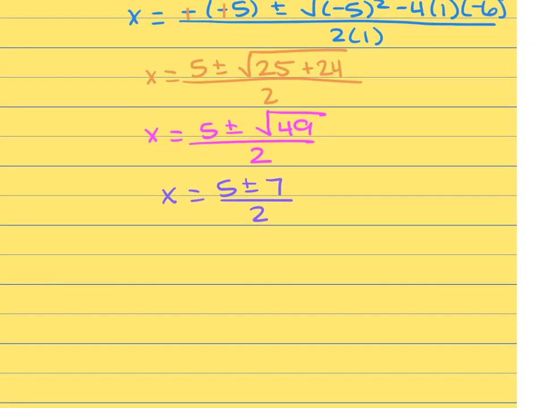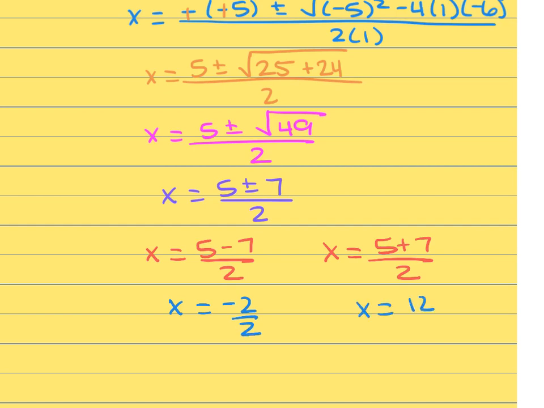This is going to give us x is equal to 5 minus 7 over 2, as well as x is equal to 5 plus 7 over 2. So x is equal to negative 2 over 2, and x is equal to 12 over 2. So our answers for this one are x is equal to negative 1 and 6.